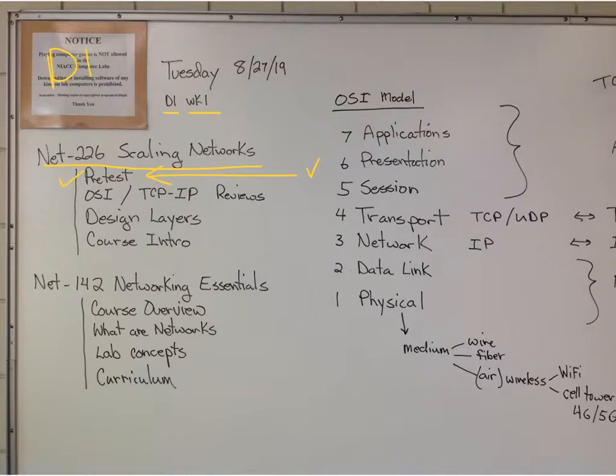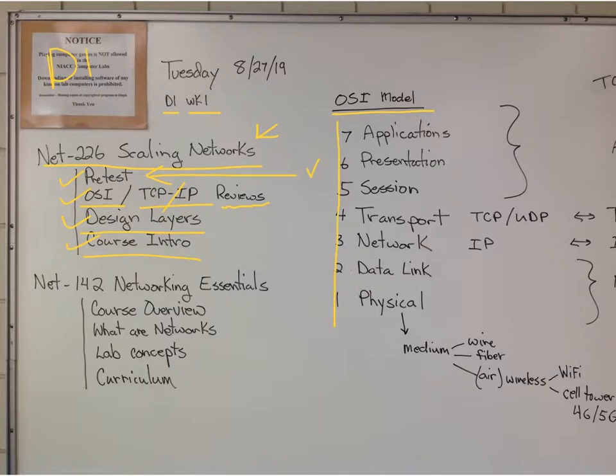So we talked about the OSI model. We talked about the TCP IP model. We reviewed that. Talked about design layers and a little bit of the course information. The course functions similar to previous networking courses, NET-1 and NET-2.